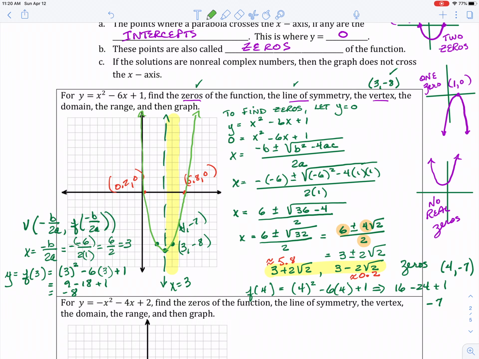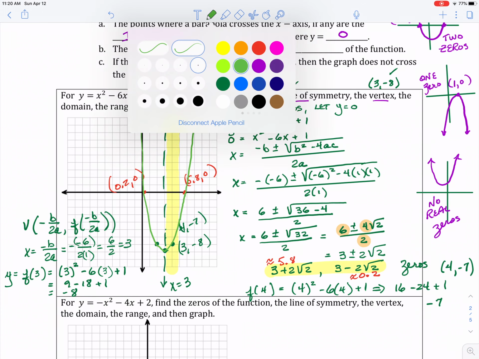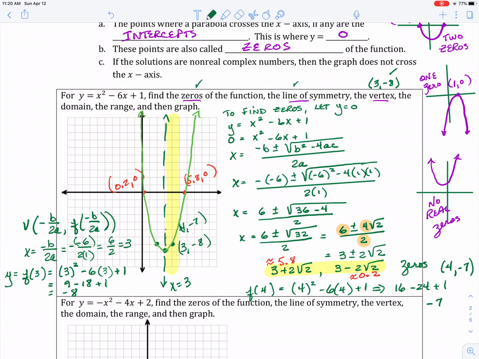So our analysis has told us a lot of pieces of information. I have the coordinates of the minimum point, which is the vertex here. I've got the x-intercepts, which are the points where the parabola crosses the x-axis. I've got the axis of symmetry, and I've got the graph, so now I need to get the domain and the range.